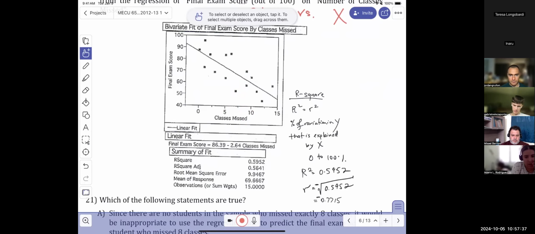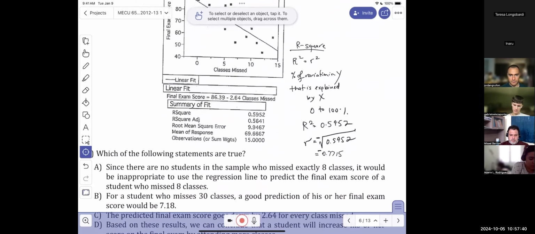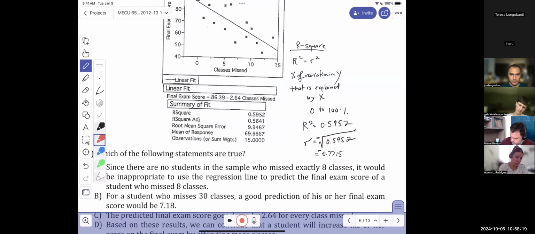So let's check back with the statement. Is this true or false? False, right? Because it's perfectly fine to make a prediction with this line, which is a moderately strong, negative relationship. And to make it at 8 is good because it's in the range of the data. So that is false.